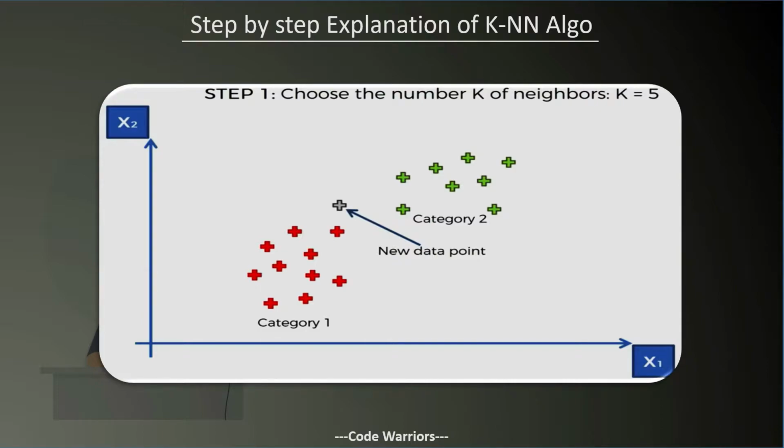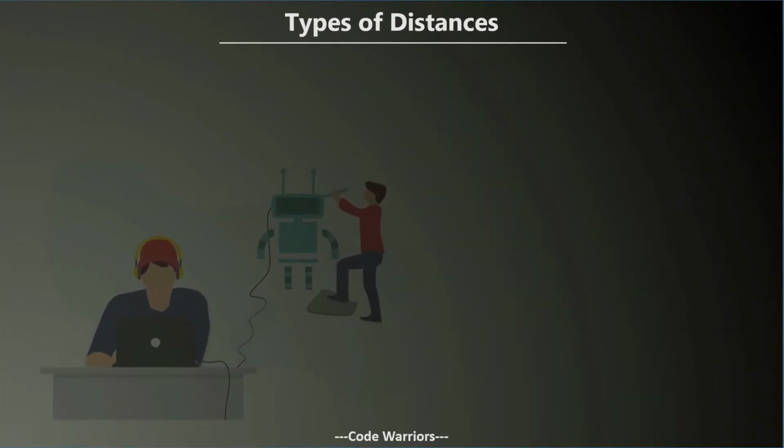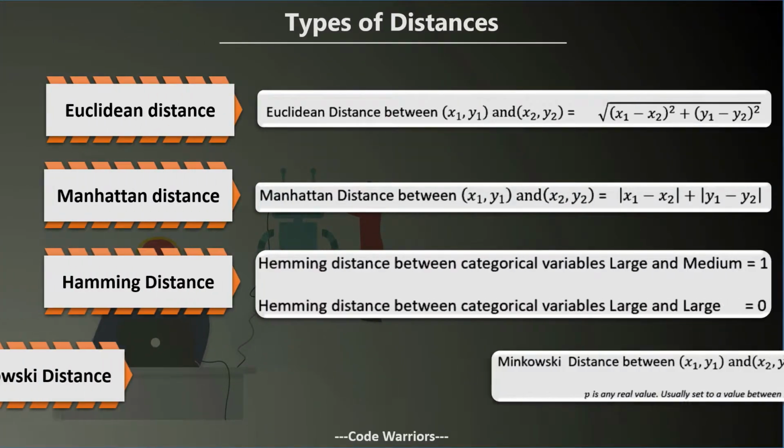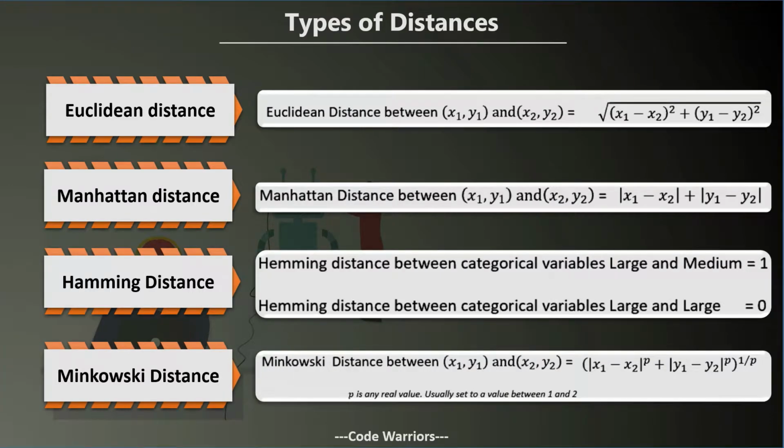To calculate our nearest neighbors, we have to use the distance formula that we used in school in ninth or 10th class. So let's see the distance formulas required in calculating these distances. There are mainly four distance formulas we use: Euclidean distance, Manhattan distance, Hamming distance, and Minkowski distance. But mostly we are going to use Euclidean distance in our KNN algorithm.